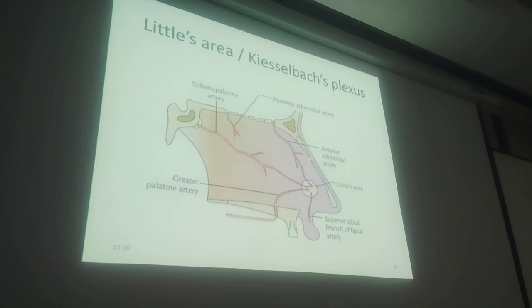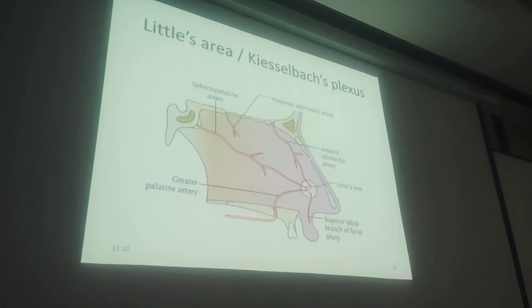Four arteries reach the septum of the nose at a particular area which was described by a scientist called Little. Little's area. The four arteries which reach there are the anterior ethmoidal artery, a branch of the ophthalmic. But the posterior ethmoidal does not reach there. But posterior communicates with anterior, so indirectly it has reached there.